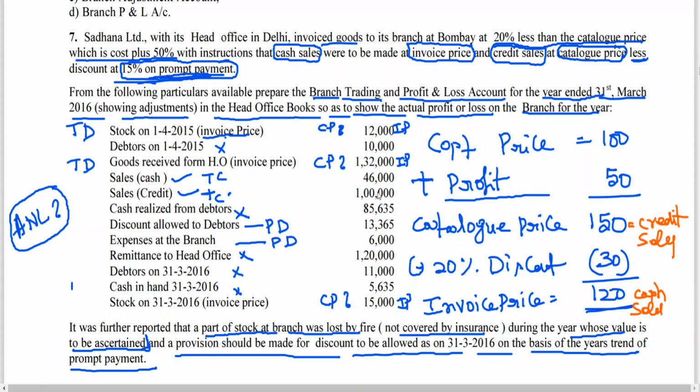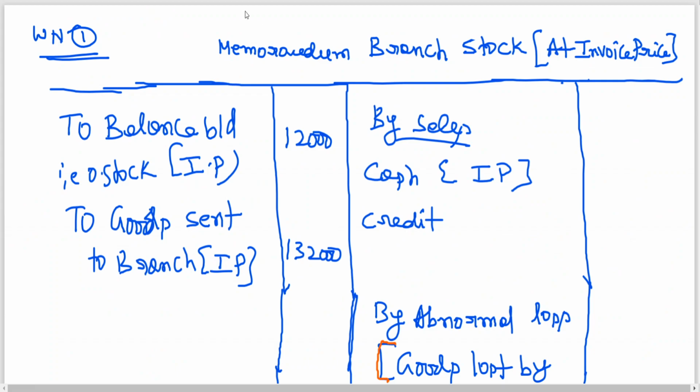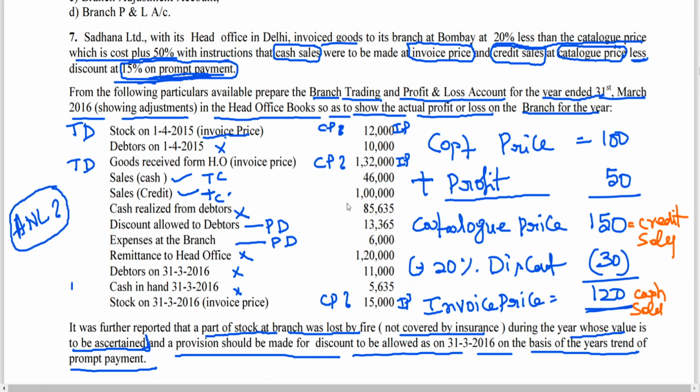Then we have sales: cash 46,000, credit 1 lakh. Let me take first sales cash 46,000. Now credit sales, we need to convert it to invoice price. I told you 1 lakh rupees credit sales is at catalog price, which is 150%. I want 120%, because the branch stock we are maintaining at invoice price.